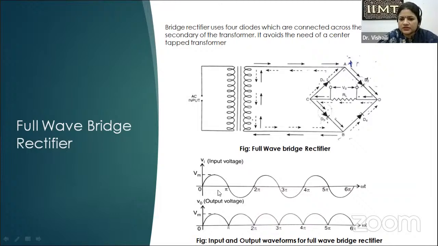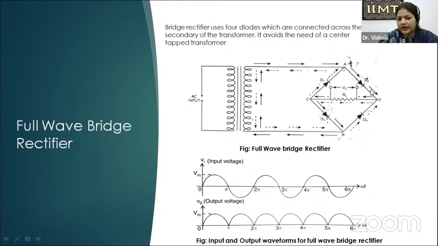So let's see what happens during the positive half cycle, meaning between 0 to pi. Let us assume A is positive during the first half cycle and B is negative. In this situation, diodes D2 and D3 are forward biased because P is connected to the positive and N is connected to the negative. And diodes D1 and D4 will become reverse biased. So 2 diodes will be forward biased and 2 diodes will be reverse biased.